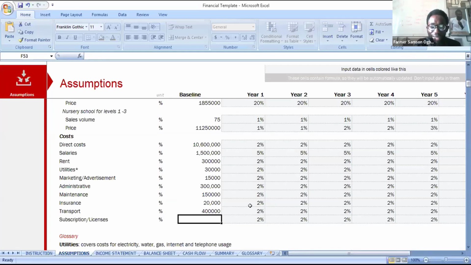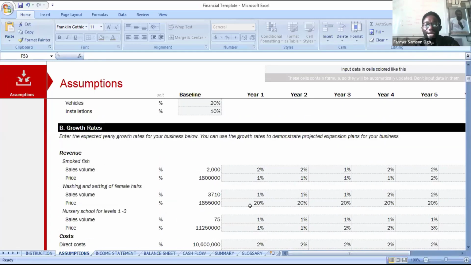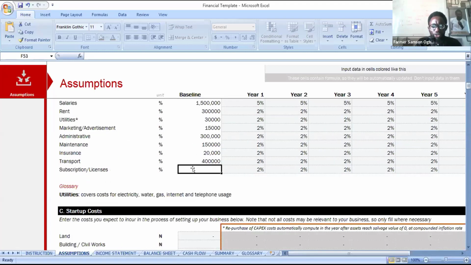Then subscription or licenses. So what this means is, in your kind of business, are there licenses you must pay for annually? For example, I know hairdressers have hairdresser association. I don't know if you pay for license per year. Fish people have an association. I think schools too should have an association. So let's assume for all of them is 10,000 per annum with increases.